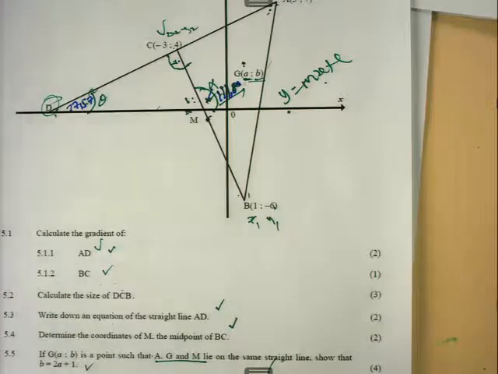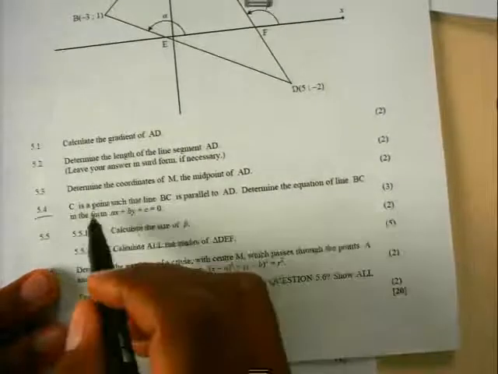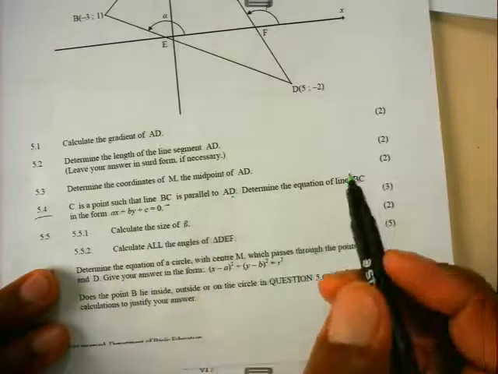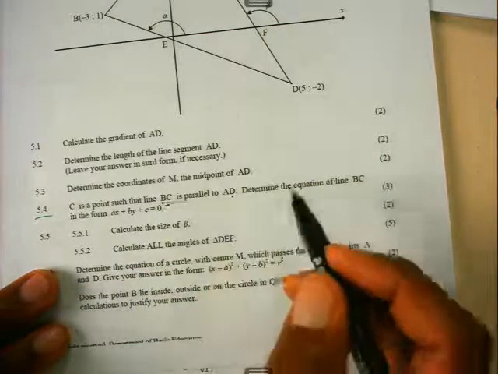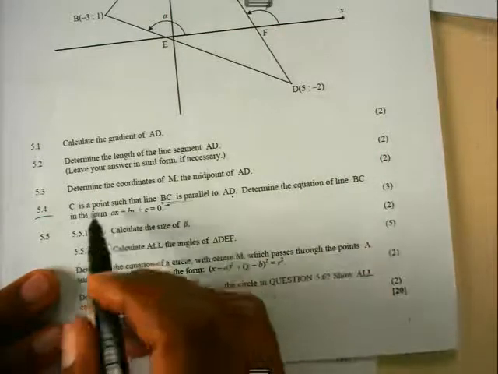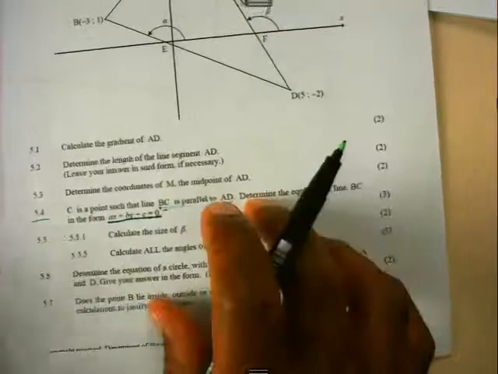Right. Now, the other way of writing the equation, let us look at 5.4. C is a point such that line BC is parallel to AD. Of course, not the first time now. You know what to do when you have something like this one. Determine the equation of the line BC in the form AX plus BY plus C equals 0.